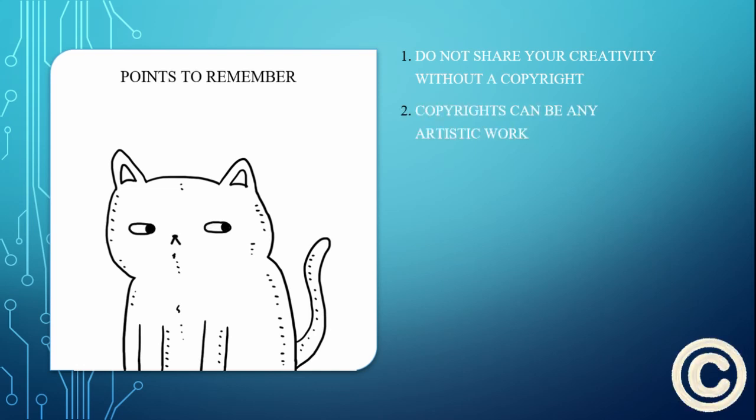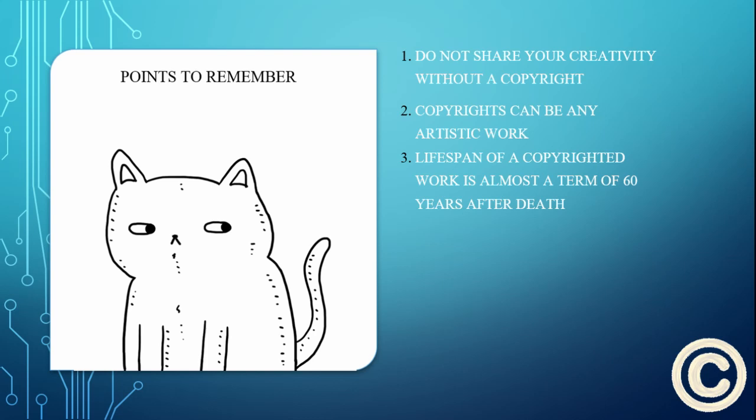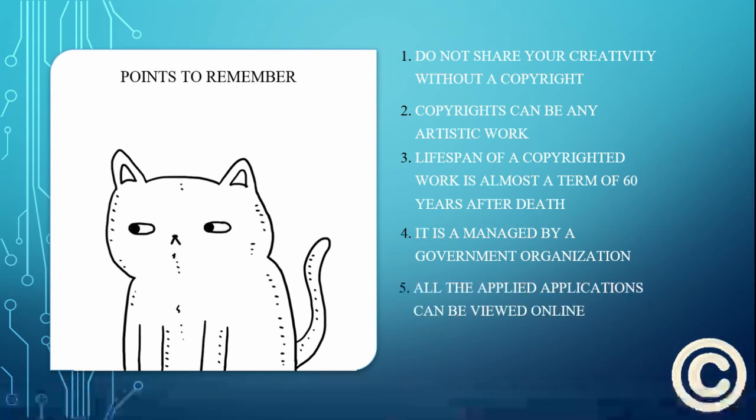So what are the points that we need to remember? One is, do not share your creativity without copyright. Second, copyright can be for any artistic work. Be it dance, photography, painting, anything can be copyrighted, which is your creativity. There is a lifespan decided for copyrights. Basically, it is 60 years even after the death of a creator. Like the example of Michael Jackson, right? He's still earning royalty out of it for his work even after death. And it is managed by a government agency. All the applications applied for copyright can be viewed online.